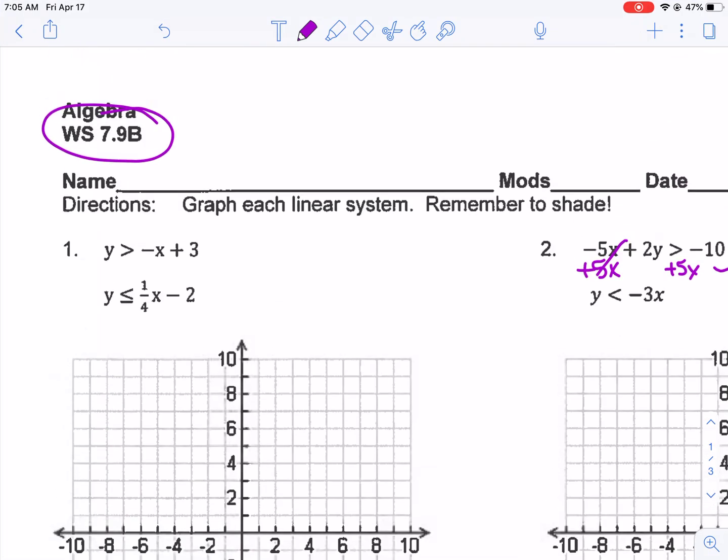All right, hello. We are going to be checking over 7.9b. Please make sure that you make any corrections to your work. Okay, so take a look at number 1.